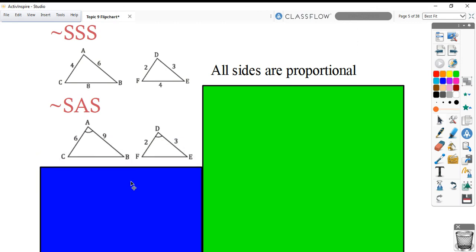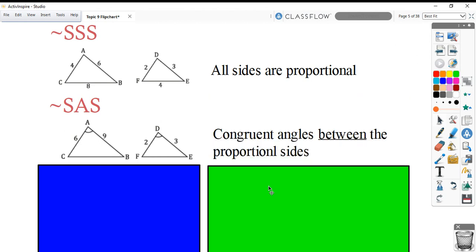Up next, side, angle, side. You can see again, we've got proportional sides. 6 and 2, the scale factor going from here to here would be 1/3. Same thing, 9 to 3, it's a scale factor of 1/3. Or if you're going the other direction, it'd be a scale factor of 3. Either way, you've got two proportional sides and a congruent angle in between those proportional sides. You can see A and D both have one arc on the inside of them. That makes them congruent angles.